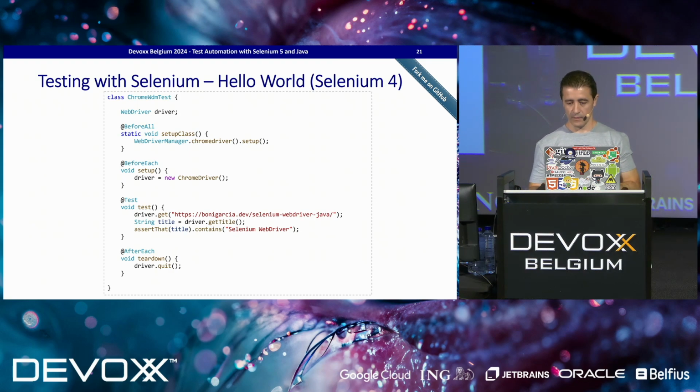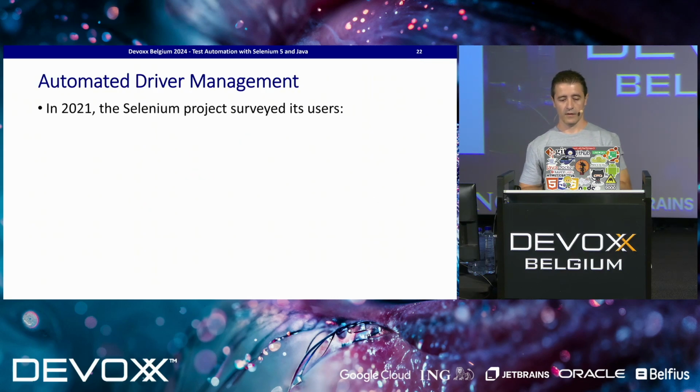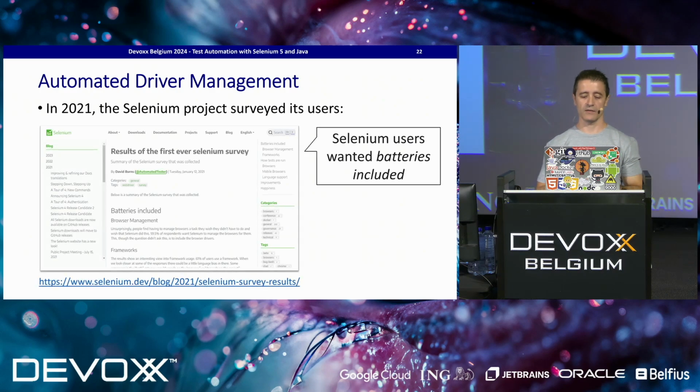But what happens with the Selenium project? What did they think about this? In 2021, the Selenium project thought that this was not a problem Selenium should solve. It's like they said that Selenium was not an all-batteries-included tool. But in that year, they surveyed the users, and the results of this survey revealed that Selenium users wanted this feature within Selenium out of the box. They wanted what they call batteries included. They wanted automatic driver management.